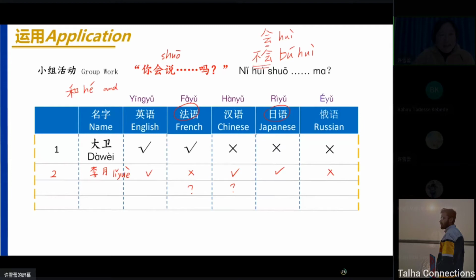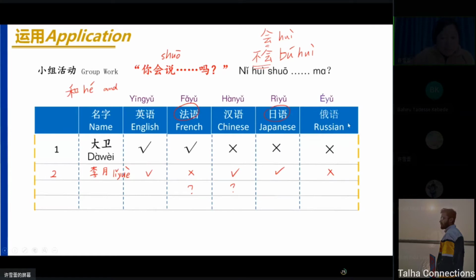And one thing I want to remind you is when we type Chinese characters, we don't need to press the space in between two characters. Yeah, we don't need to leave any space between two characters. Okay. Very good. So now here you learned the expressions like 英语, 法语, 汉语, 日语, 俄语.